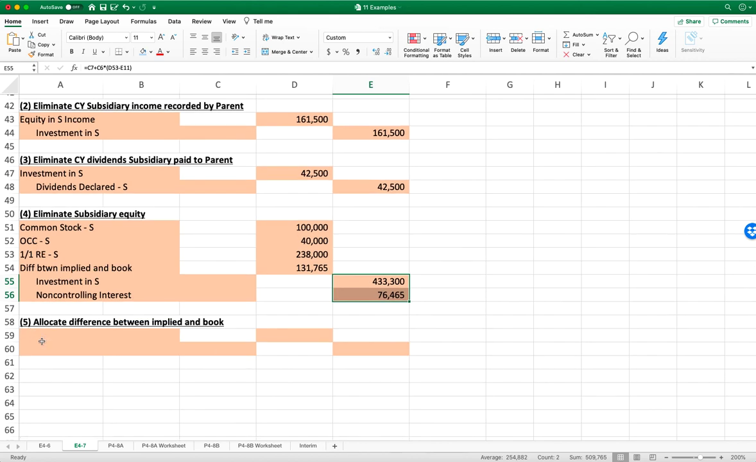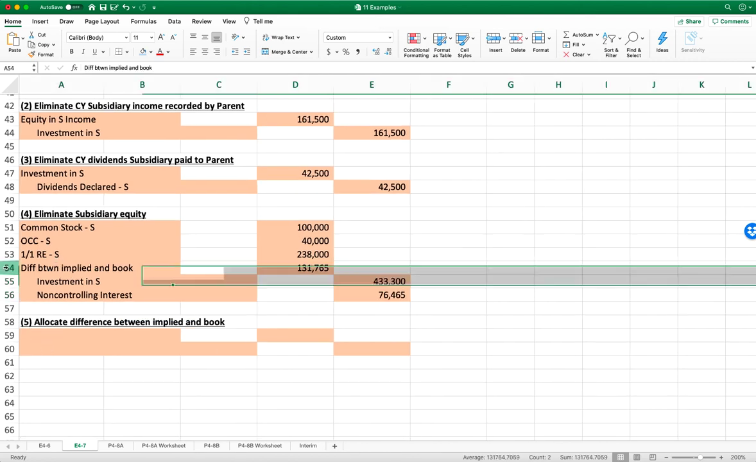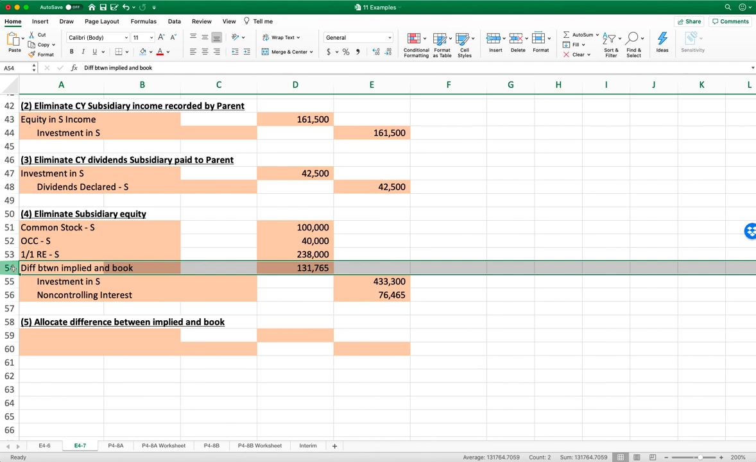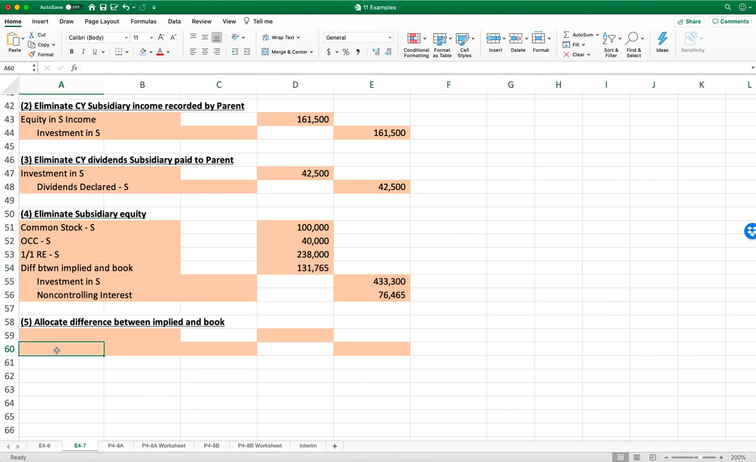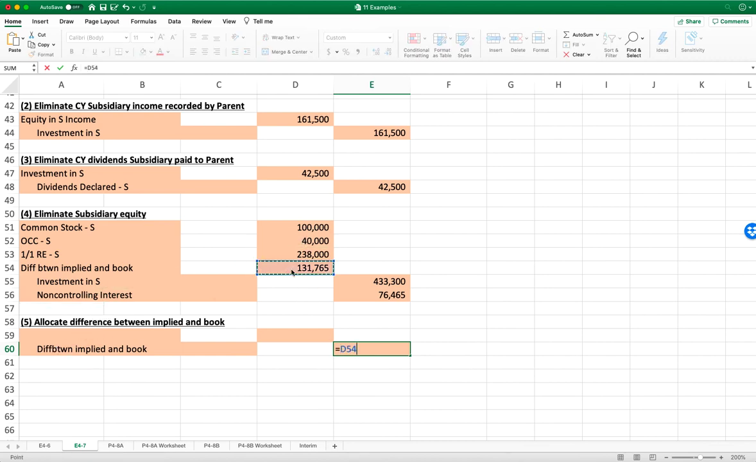All right, then our last step is the easy one. Nothing has changed here. We need to take our difference between implied and book and allocate it to fair value or goodwill. So difference between implied and book. And they told us last time that this was due to a fair value adjustment in land, and so we are going to put it in land.